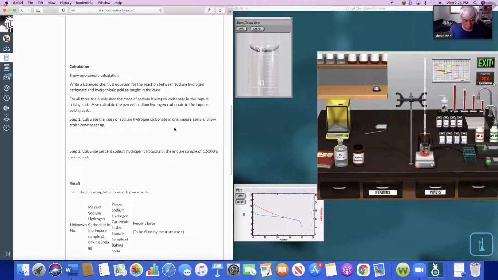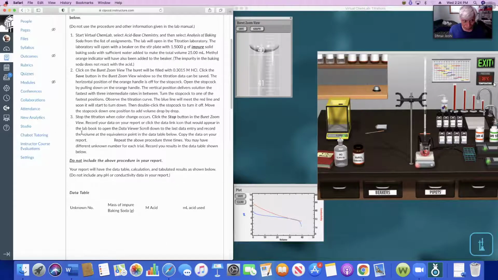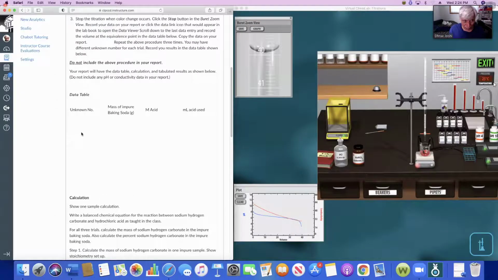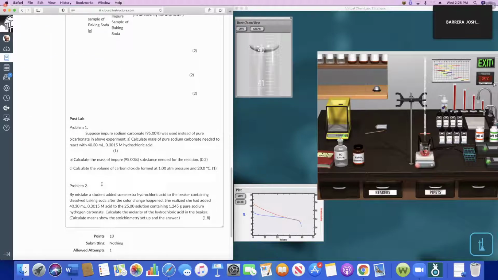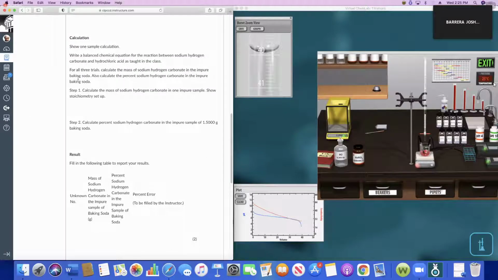Oh, we have the equation. We know sodium hydrogen carbonate, so we can find the molar mass. Everybody go ahead and find the molar mass if you don't know it. If you haven't found it, find it. Go ahead. All right, I'll do it. The molar mass, everybody should get 84.01 grams per mole.